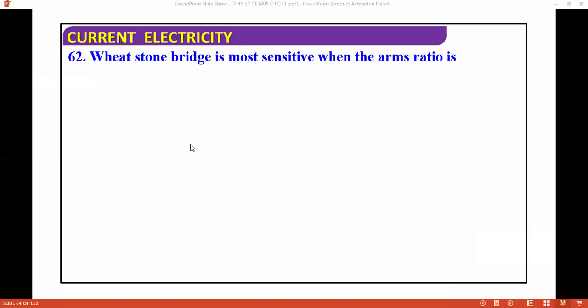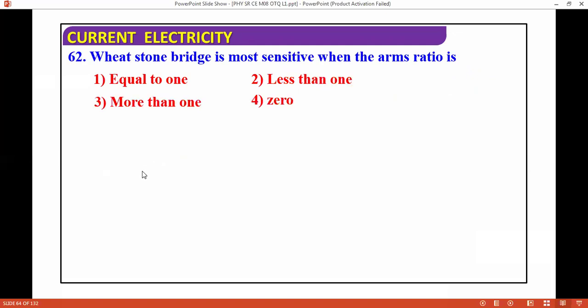Next question: the Wheatstone bridge is most sensitive when the arms are, again a very good question. When the Wheatstone bridge is most sensitive, the question is talking about its sensitivity being high, so the arm ratio is what? The arm ratio is equal to 1. So I'm going to the next question.